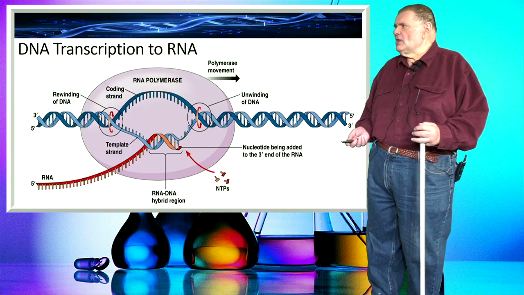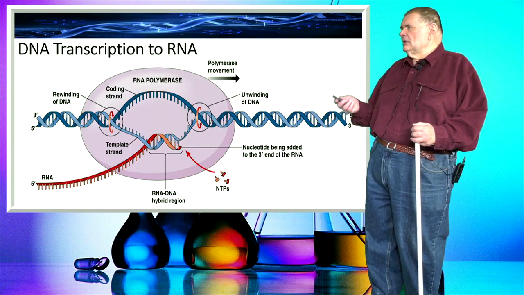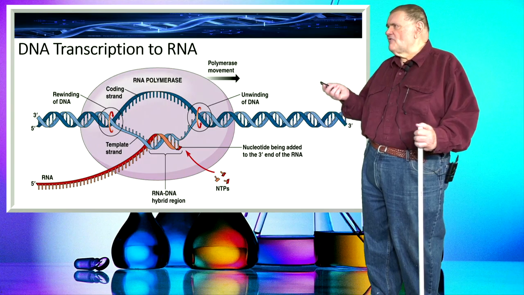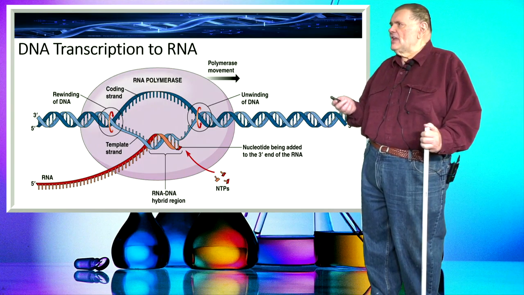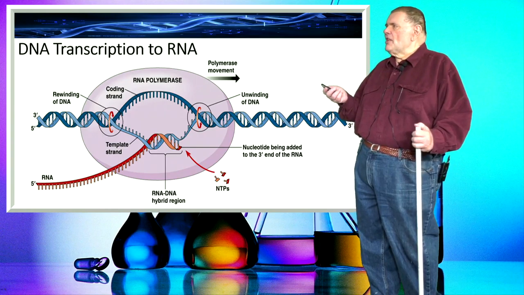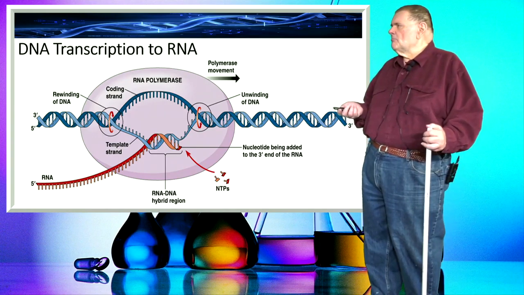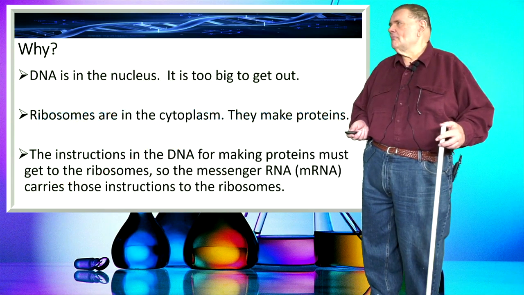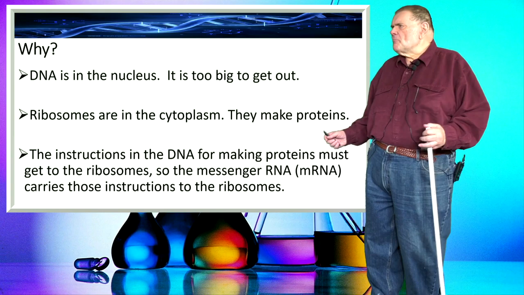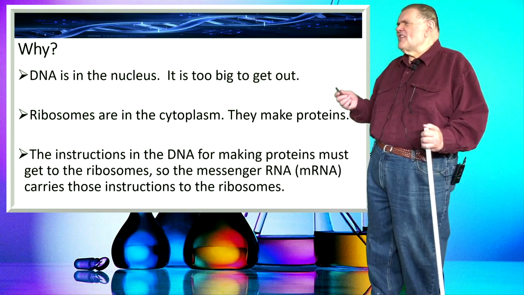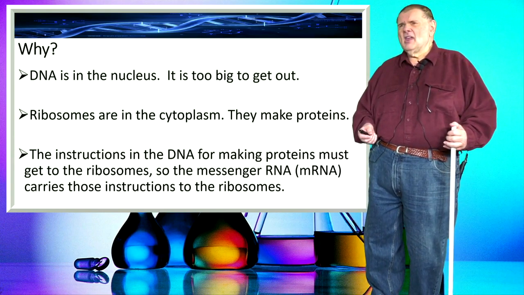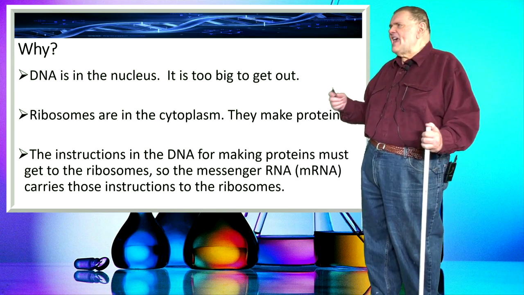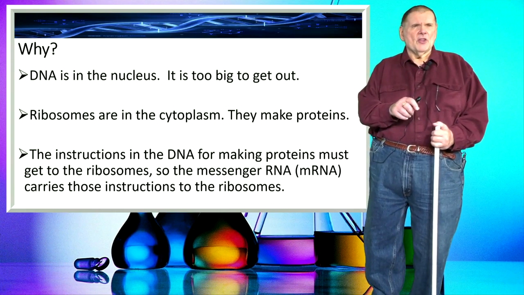In transcription, as we said, the information in the DNA is turned into strands of RNA. And that occurs within the nucleus using an enzyme called RNA polymerase. Why does it happen that way? Because the DNA is in the nucleus. The proteins need to be out in the cell. The DNA is too big to exit from the nucleus through the nuclear pores.